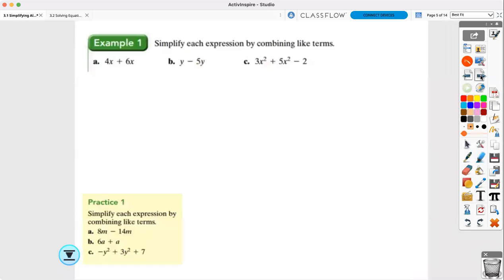All right. Example 1, I'm going to give you 1 minute to set up the instructions. This has 3 different examples, A, B, and C. Example 1 says, simplify each expression. By now, we're combining like terms. I want everyone to know combining like terms is the same thing as CLT, okay? They're the same thing.